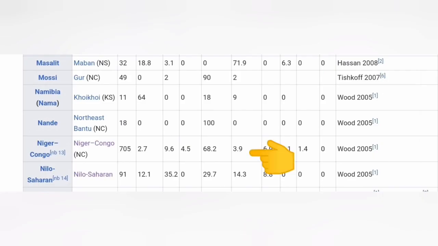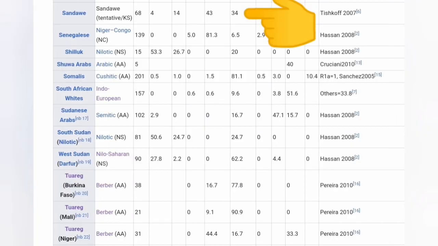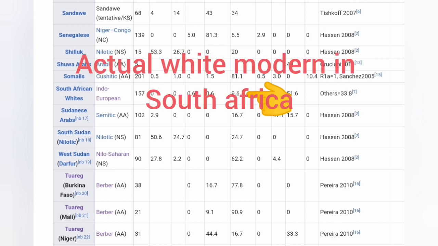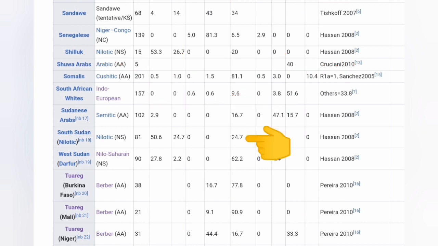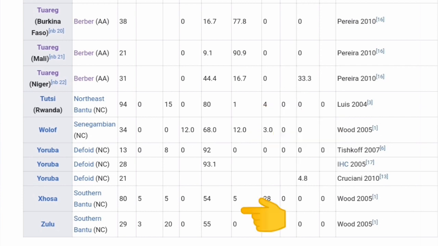3.9% in Niger Congo, 14% in Nilo-Saharan, 33% in Nilo-Saharan, 23% in Nubian Arabs, 39% in Nuba, 16% in Nilotic, 62% in Cushitic, 34% in Sandawe, 6.5% in Niger Congo, 80% in Somali, 9.6% in Indo-Europeans, 16.7% in Semitic, 24% in Nilotic, 62% in Nilo-Saharan, 77% in Berber, 90% in Berber, 16% in Berber, 1% in Bantu, 12% in Senegambia, 5% in Xhosas, and 0% in Bantus.